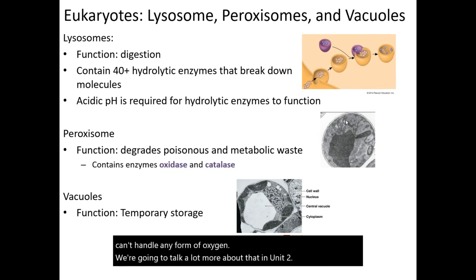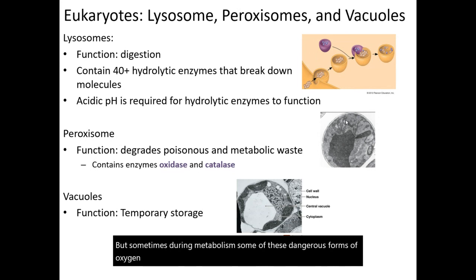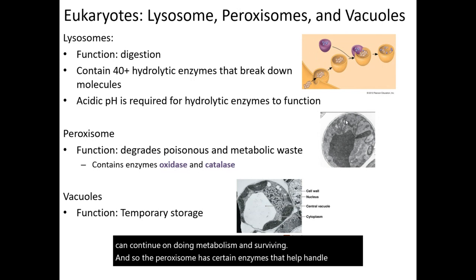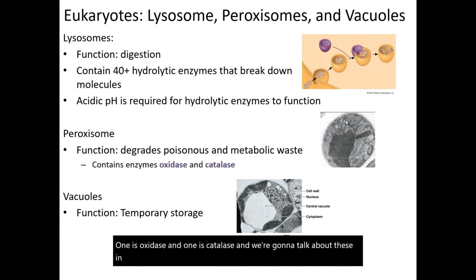But sometimes during metabolism, some of these dangerous forms of oxygen are produced. And the cell has to be able to handle that so it can continue on, doing metabolism and surviving. And so the peroxisome has certain enzymes that help handle these toxic forms of oxygen. One is oxidase and one is catalase. And we're going to talk about these in lab. So I'm just going to touch on them real quick.